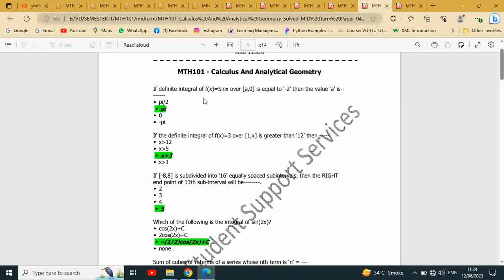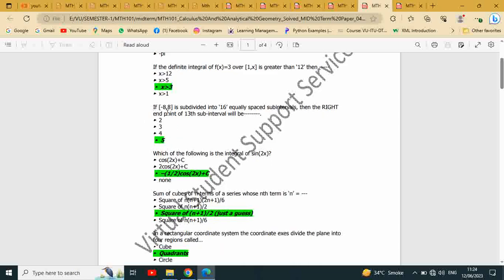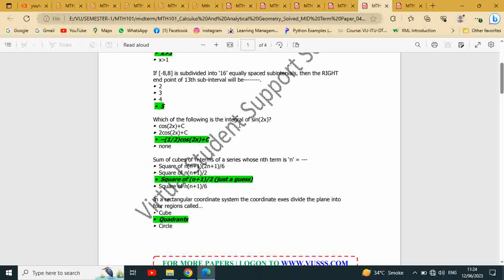If the definite integral of f of x equal to sine x from 0 to a is equal to 2 minus 2, then the value of a is pi. If the definite integral of x is equal to 3 over 1 and x is greater than 12, then x is greater than 3. If the interval from minus 8 is subdivided into 16 equally spaced subintervals, then the right hand point of the 13th subinterval will be 5. Which of the following is the integral of sine 2x? Minus 1 by 2 cos 2x plus c.